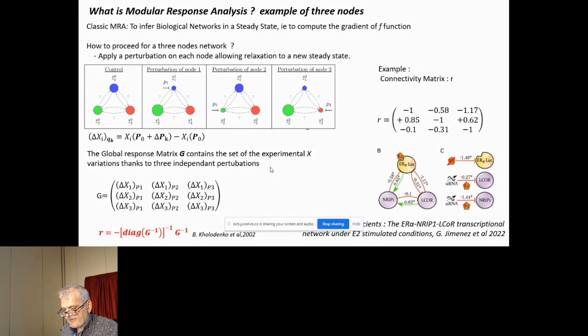An example is given on the right side of this slide. It's a network involved in breast cancer with RIP, LCOR, and luciferase as genes, and the independent perturbations are siRNA. The baseline condition is under estradiol stimulation, and the activity of gene X is measured as phosphorylation. And the connectivity matrix is given above.